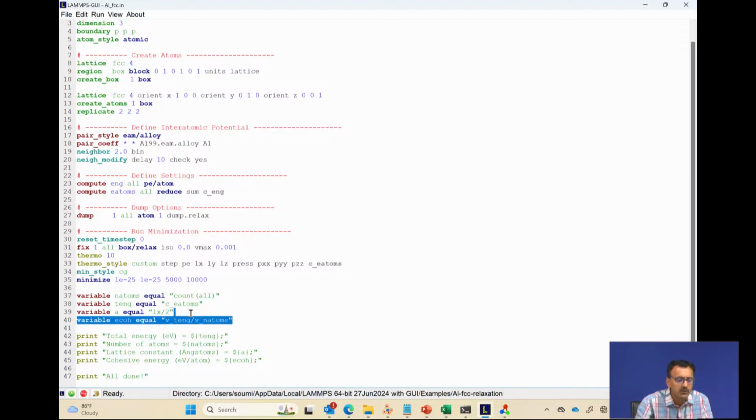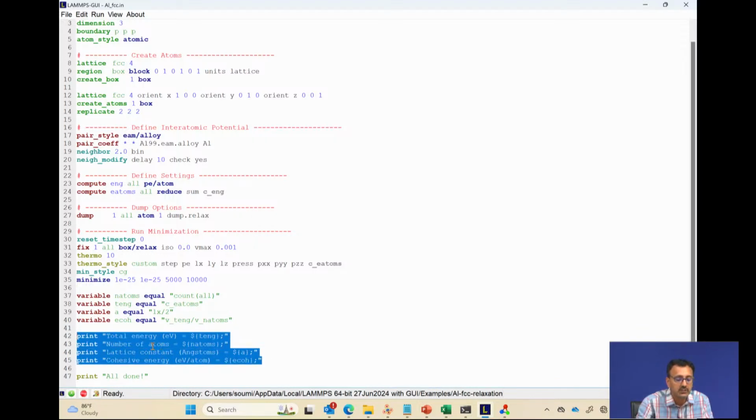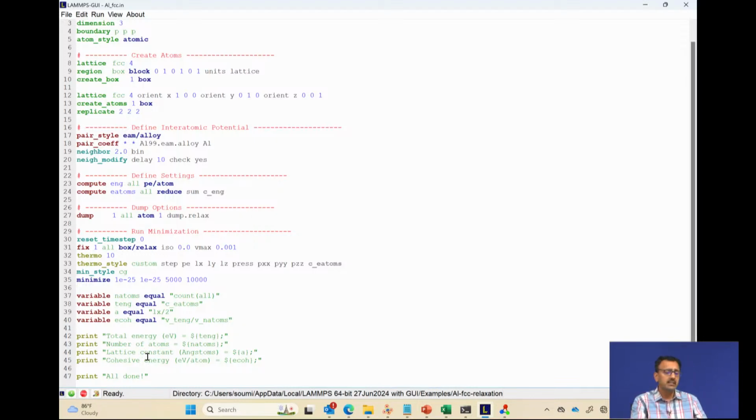And then we want to record the cohesive energy. So you start a variable E cohesive, ecoh, and define it so that at the end you can print out the total energy, the number of atoms, the lattice constant, cohesive energy. If you're interested in something else, you can easily make it print those things out. That's not a problem. So now we have an input file. Let's try to run it.